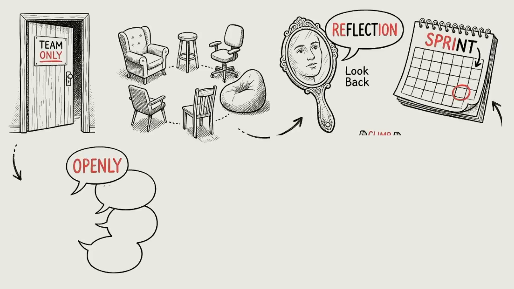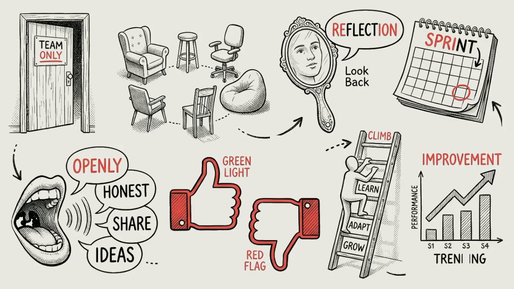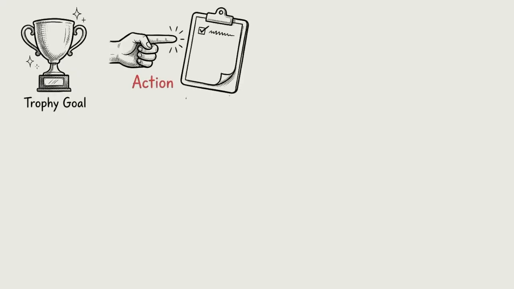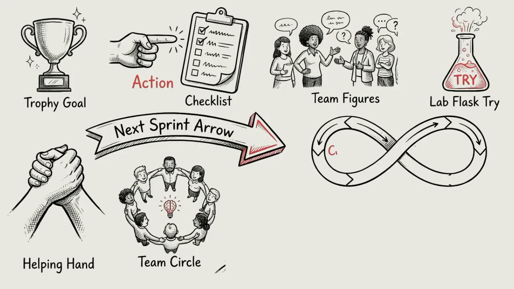The team reflects on the sprint and openly discusses what went well, what did not go well, and what can be improved. The goal is to identify clear improvement actions that the team will try in the next sprint. This helps the team continuously improve the way they work together.